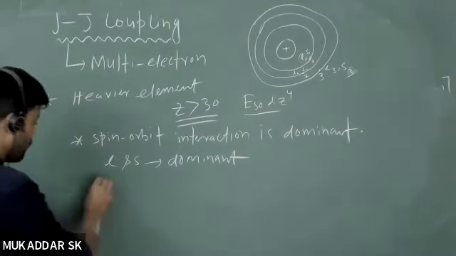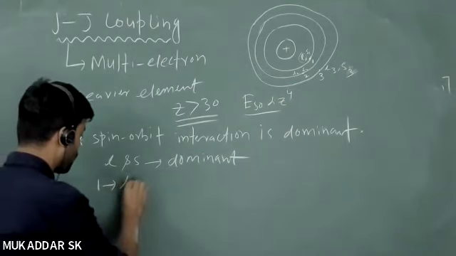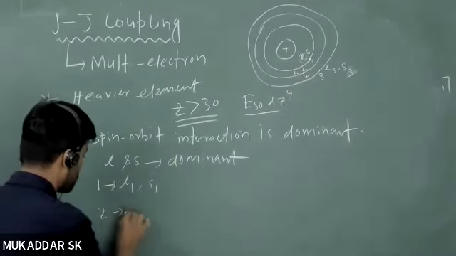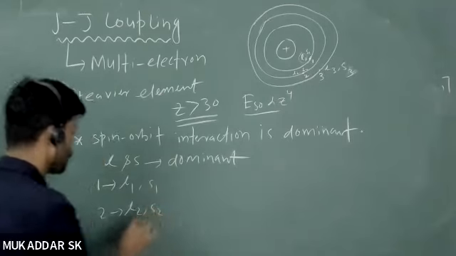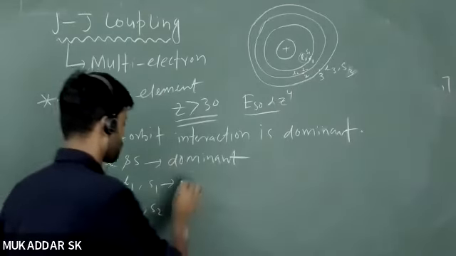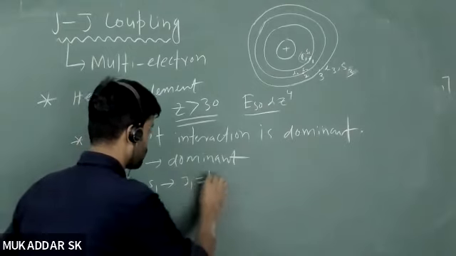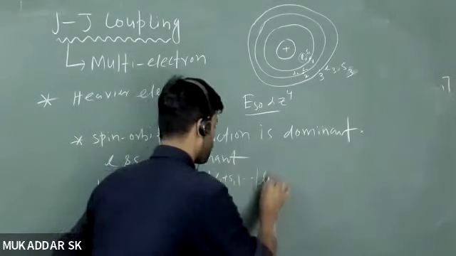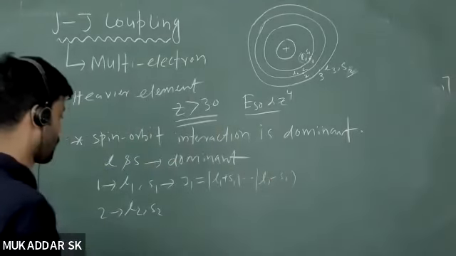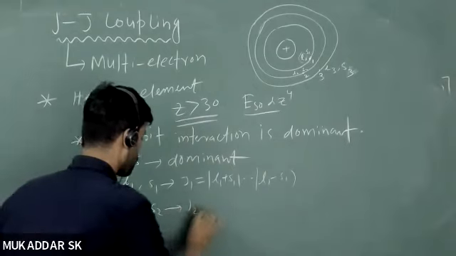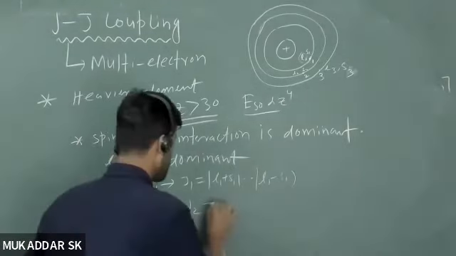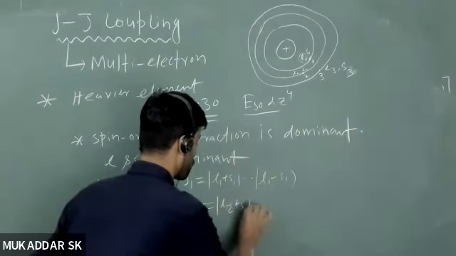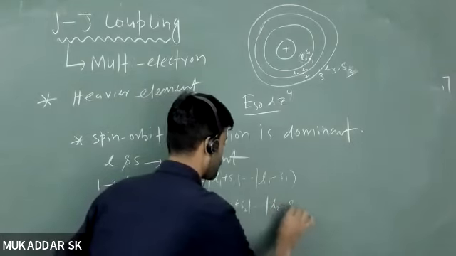Suppose you have electron number 1, its orbital angular momentum L1 and spin S1. The second electron has orbital part L2 and spin part S2. So L1 and S1 will interact first, and that will provide you J1. J1 can be mod L1 plus S1 to mod L1 minus S1. And this J2 corresponds to electron number 2, which will be mod L2 plus S2 to mod L2 minus S2.